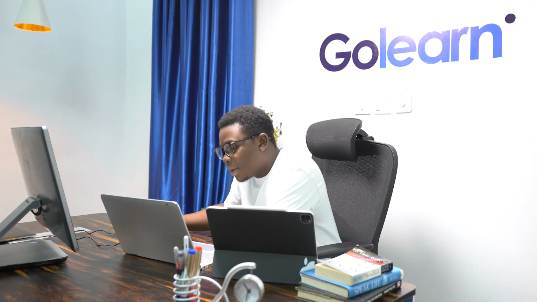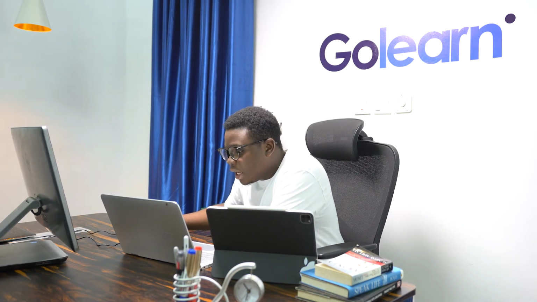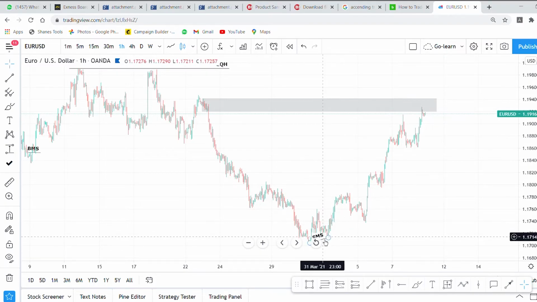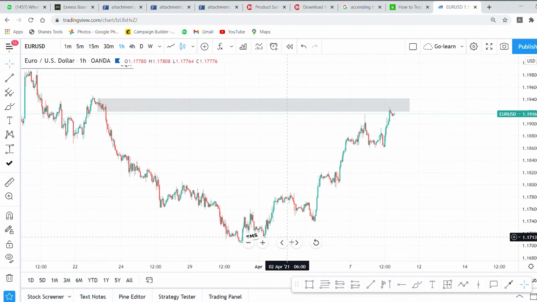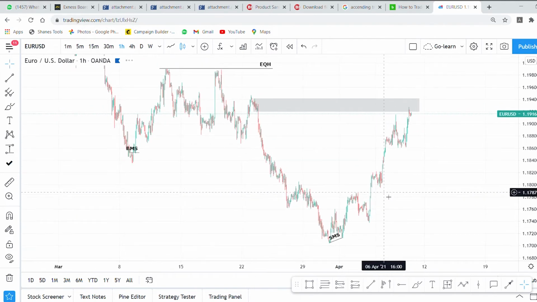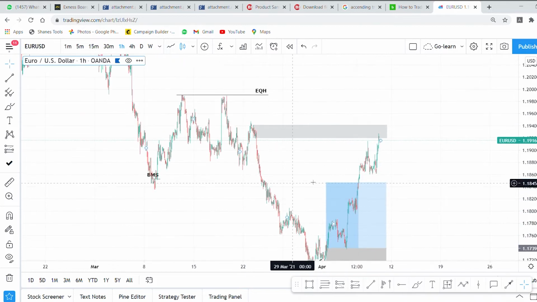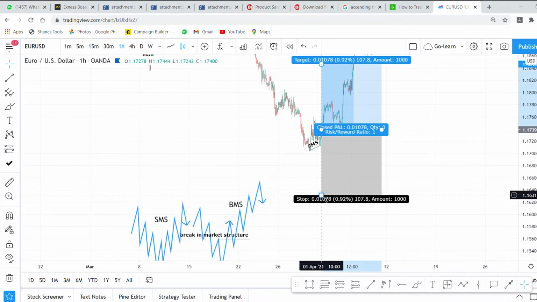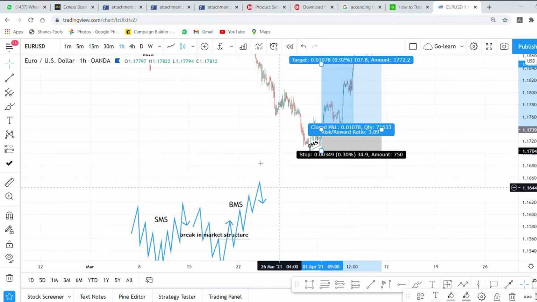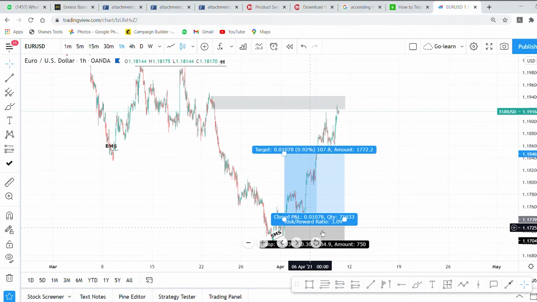I talked about shift in market structure recently. If I had taken that trade from that region where I marked out the SMS, as you can see here on my chart, let's say I took this trade from this SMS area, where will I be placing my take profit? If I open my long position, maybe I started taking the trade here, I'm putting my stop loss at the previous swing.